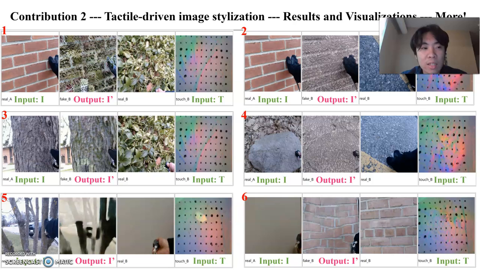In number 1, the leaves grow out of a brick wall. In 2, the texture of the brick wall becomes the texture of a road. In 3, leaves grow out of a tree. In 4, a stone in some dry leaves transforms into a road. In 5, the scene of a tree restyles into some kind of painting, given the tactile signal of a wall. In number 6, the wall transforms into a brick wall.